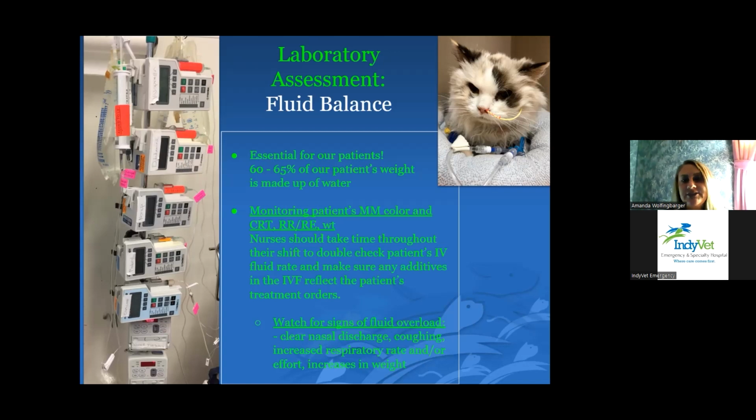So all of her comorbidities gave us kind of a head start in watching to make sure she did not get fluid overloaded, which is pretty hard, because she is something that needs fluids, but we don't want a fluid overload.